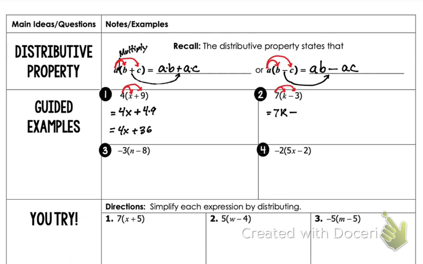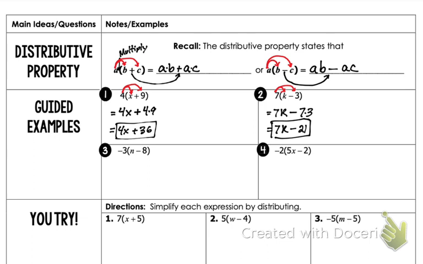I have a question for number 1. Okay, let me finish this one real quick. So we would have 7 times 3. You can either write your 7 times 3 or you can jump straight to the fact that that's just minus 21. Okay, the question is on the first one. Would it be correct if I just did 4x plus 36?